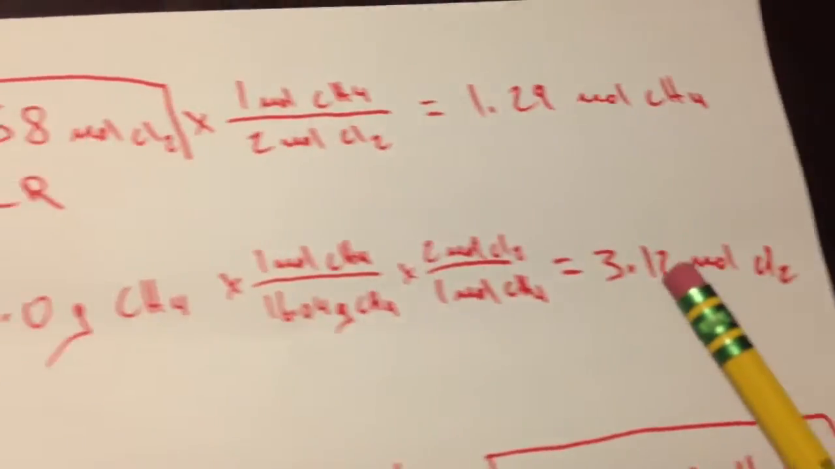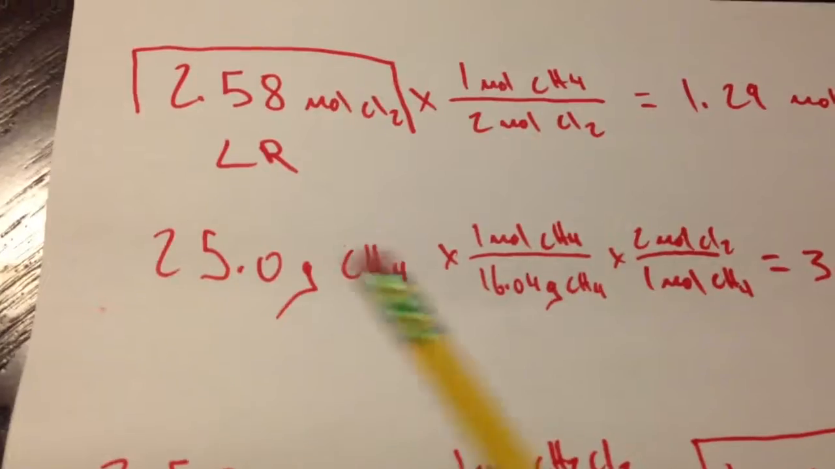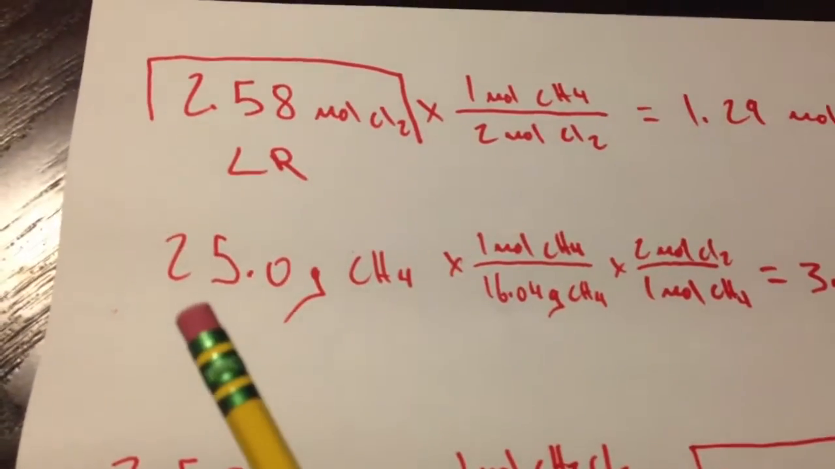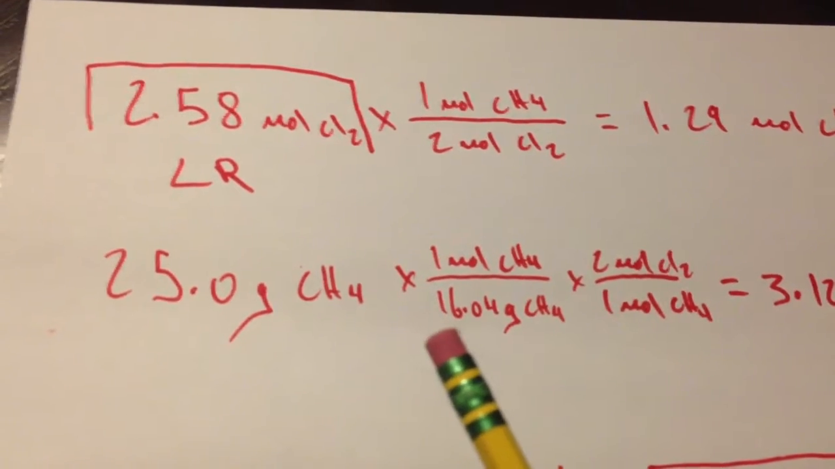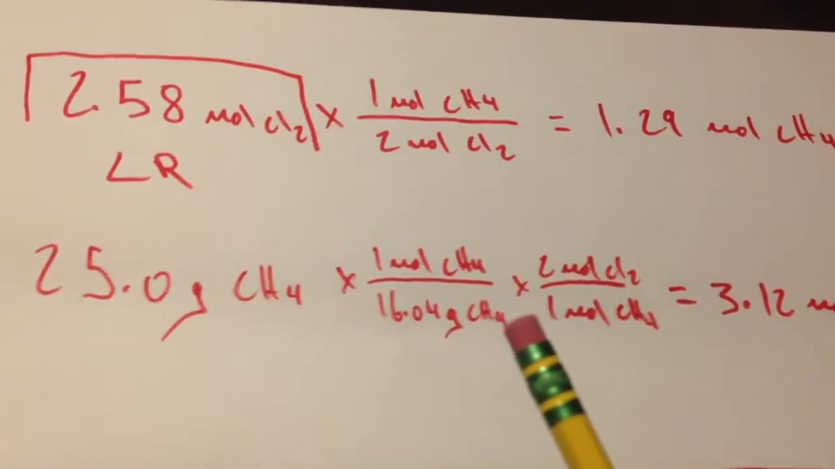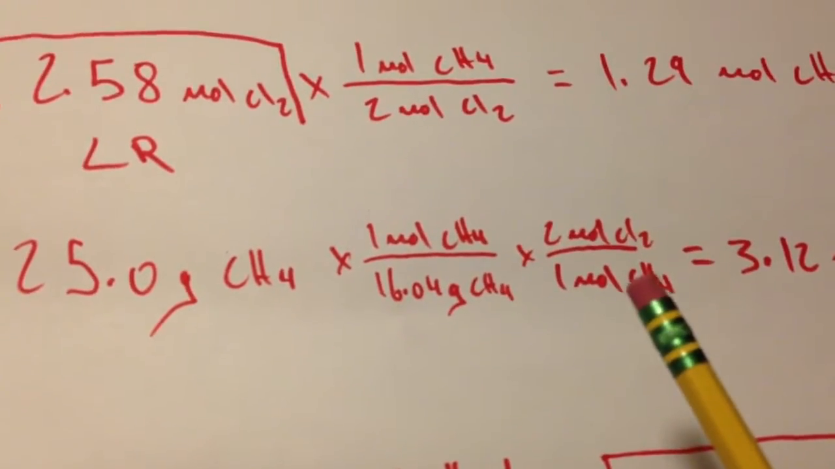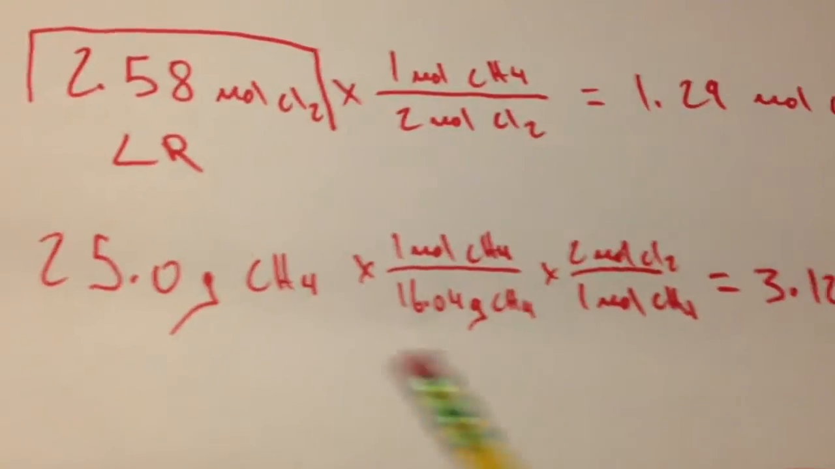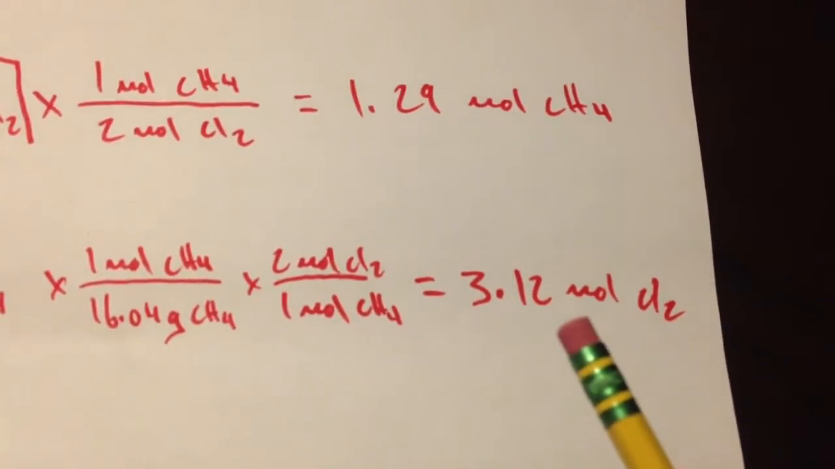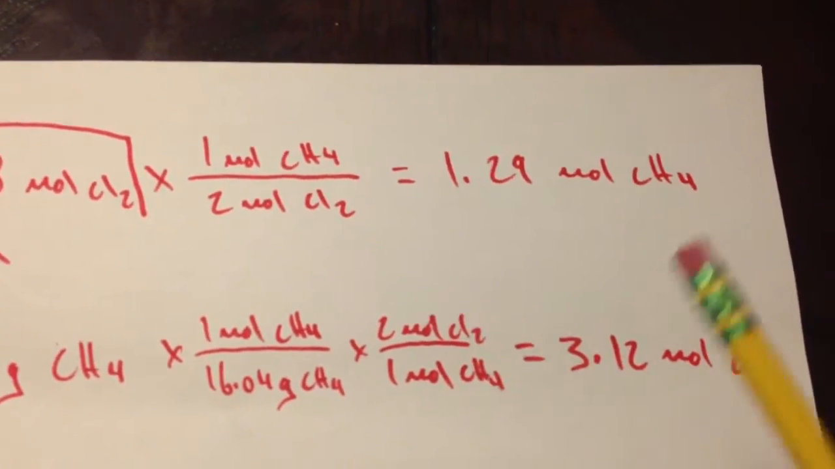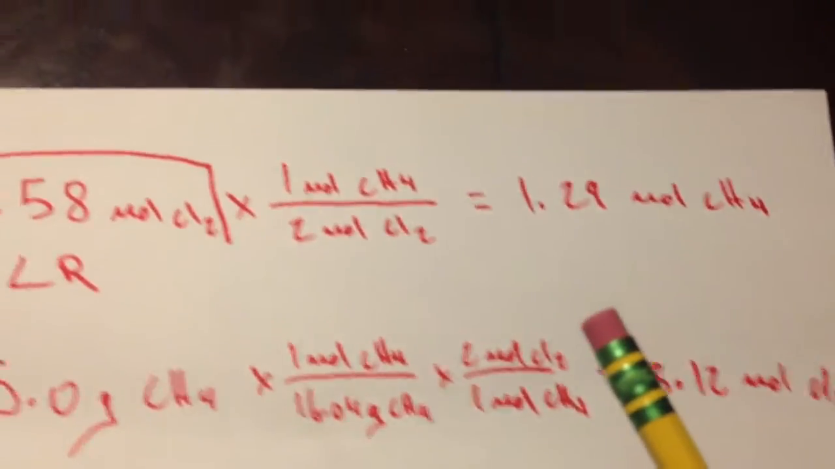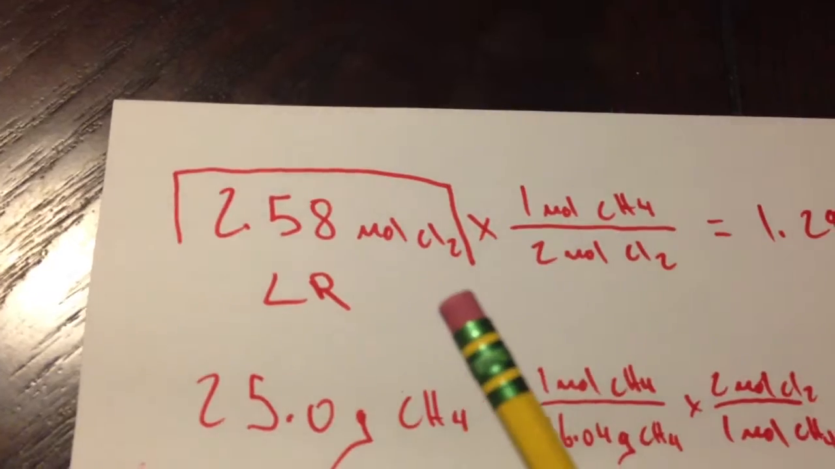And we are also given 25 grams of methane, and in order to find the amount of moles of chlorine that reacts, first we have to convert the 25 grams of methane into moles, so we divide by the molar mass of methane, which is 16.04. Then we do the molar ratio, which again we get from the coefficients of our reaction, and that would be 2 moles of chlorine over 1 mole of methane, and when we calculate this, we get 3.12 moles of chlorine. As you can see, this amount is less than this amount, so our limiting reactant would be 2.58 moles of chlorine.